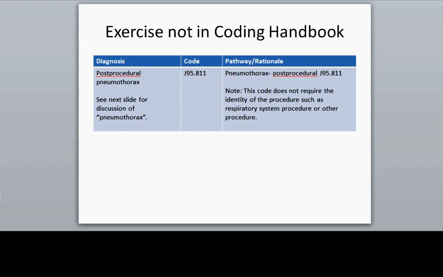Here's another exercise not in the coding handbook, because I noted the word pneumothorax and I wanted to talk about it a little bit. It's a pretty straightforward code when you get here, and this particular post-procedural code doesn't require that you identify the procedure. You may remember other codes where you had intraoperative cardiovascular surgery or some other kind of surgery. So this particular pneumothorax does not relate to any specific surgery.